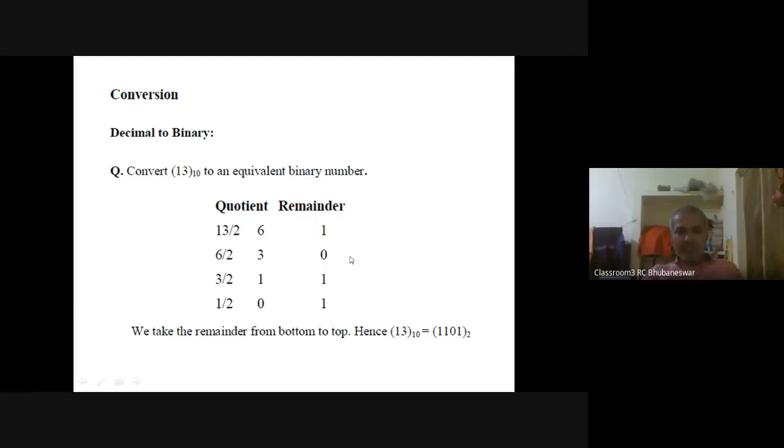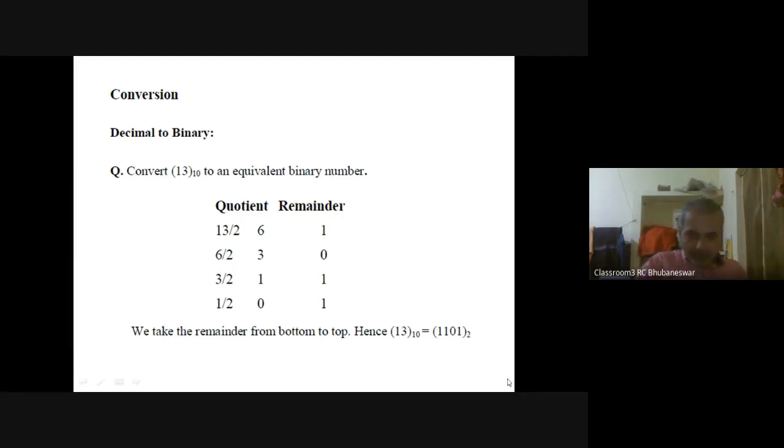अभी नीचे से लेके, from top to bottom, will write 13 decimal equivalent, sorry, binary equivalent of 13 is equal to, इस side नीचे से लिखेंगे, from bottom to top, 1 1 0 1, base 2 लिखेंगे. इसका मतलब है 13 base 10 मतलब it is decimal number. 1 1 0 1 base 2 मतलब it is binary. Is it clear?